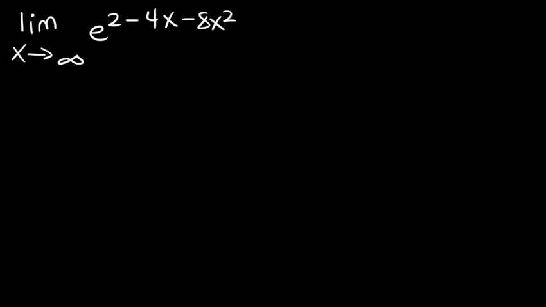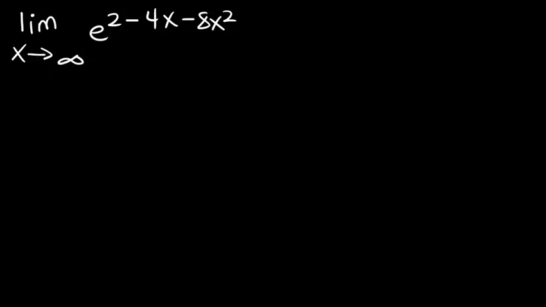I have the first question here, which says that we should find the limit of e to the power 2 minus 4x minus 8x squared, as x approaches infinity. So let's look at how you are going to go about this question. If you have such a question, you can take the limit of the exponent first, then after that you take the limit of the base.